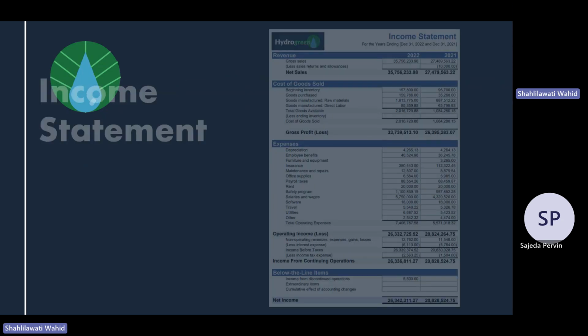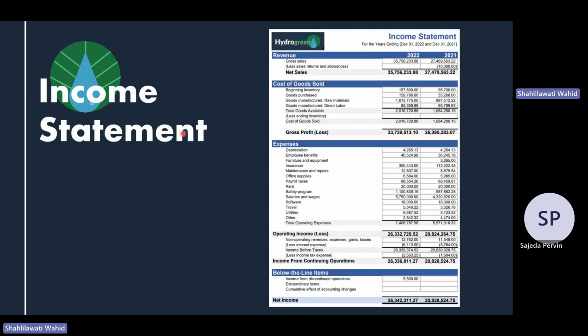And next is our income statement, which shows our expenses and expenditures. And it shows whether we are making a profit or not. So you can see our net income for 2022 and 2021 was 26 million in 2022 and 20 million in 2021.